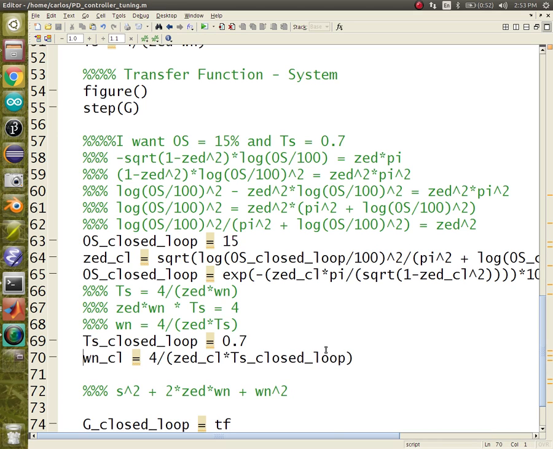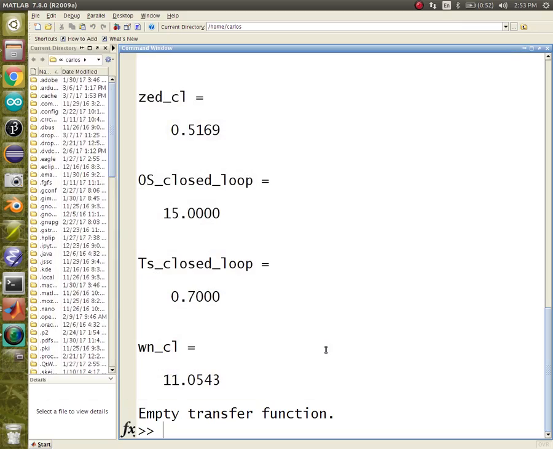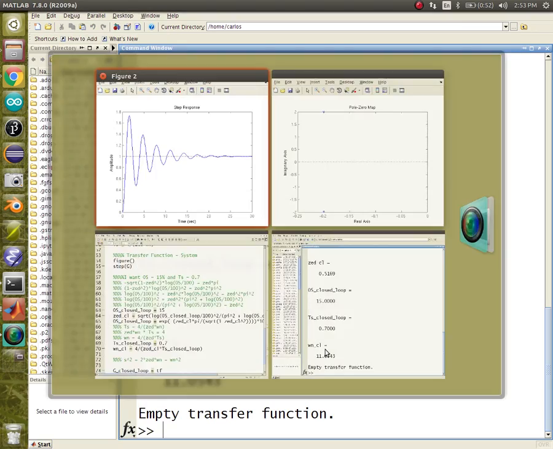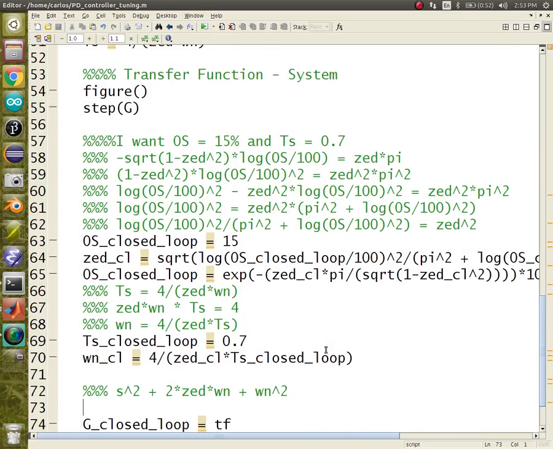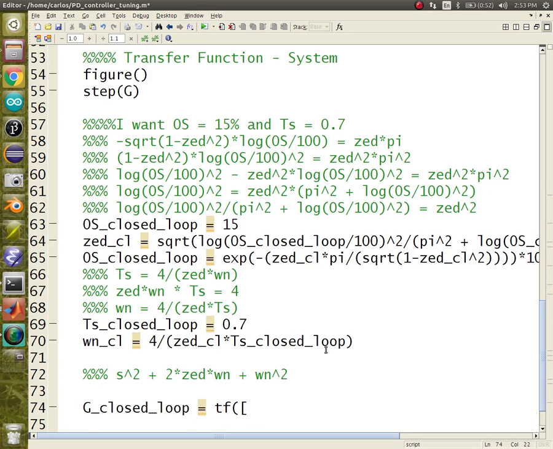Oh, I forgot to put ZCL in there. I wonder if that's actually... Okay, so omega n is only 11. That's not that bad, no big deal. Okay, so transfer function: omega n squared, and then 1.